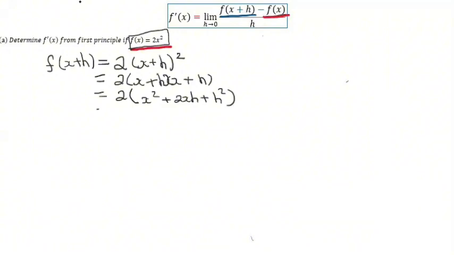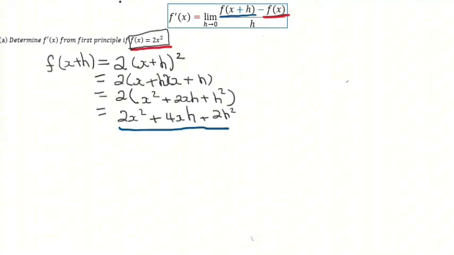And then once you're here, you carry on, use your math. We're going to use the distributive property: 2 multiplied by x squared, 2 multiplied by 2xh, 2 multiplied by h squared. So 2 multiplied by x squared is 2x squared. 2 multiplied by 2xh is 4xh. 2 multiplied by h squared is going to be 2h squared. So once you are here, look at this. Now you have found this f(x plus h).